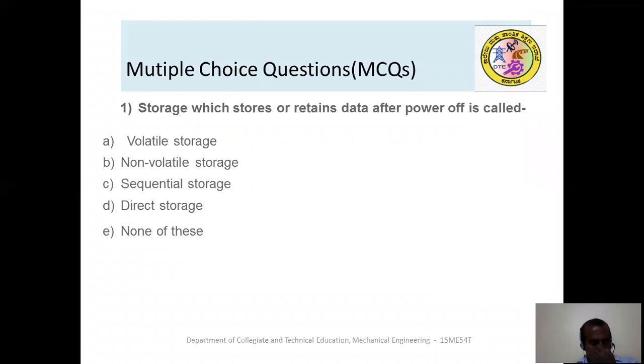Coming to the MCQ: storage which stores or retains data after power off is called volatile storage, non-volatile storage, sequential storage, direct storage, none of these. So after power failure, if we are storing the data, it is nothing but non-volatile storage. It stores or retains data after power off.